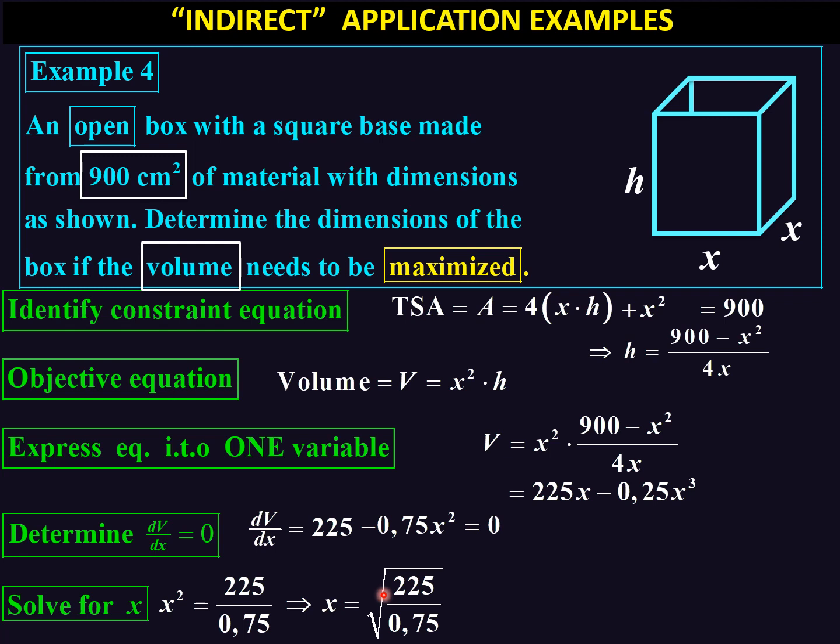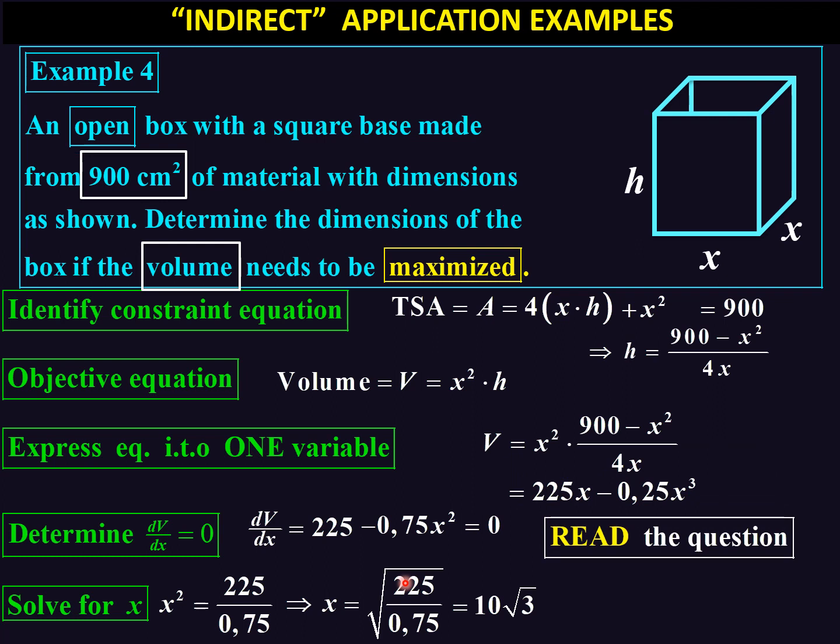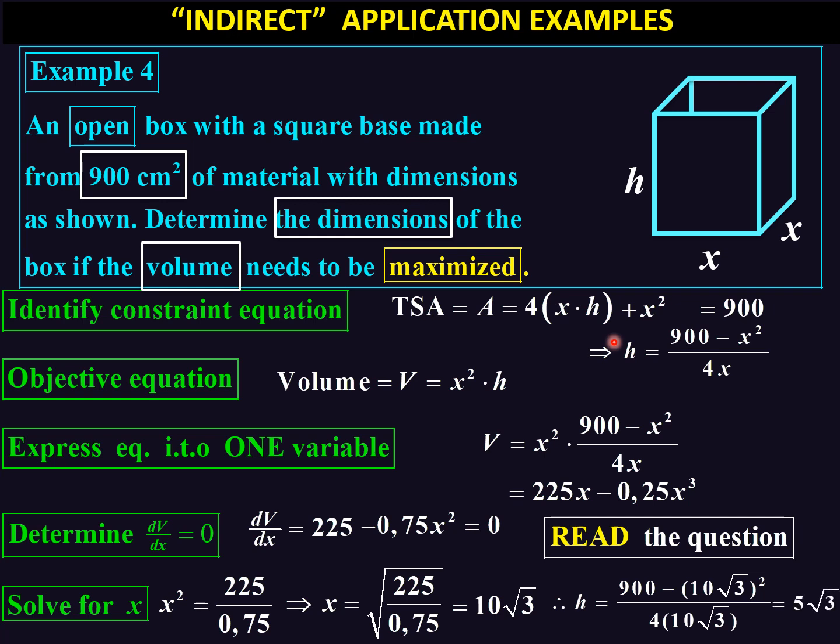Again, x is a length, so it's a positive measurement, not a negative. You can use your calculator here. You get 10 root 3. Now we've answered the question. No, you must read. And what does it say? Determine the dimensions, plural. We only determined one measurement, which is the side length of the square. We also have to determine h, and there we can get the h. So we substitute x is equal to 10 root 3, and we put that in the calculator, and there we end up with 5 root 3. So there we've answered the question.